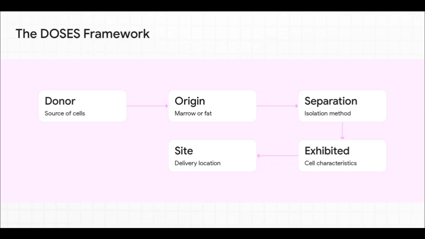They use this step-by-step DOSES framework to standardize every single aspect of the cell's journey. It's a real game changer by precisely defining the donor, the origin tissue, the separation method, the exhibited characteristics, and the site of delivery. We can eliminate critical variables. This guarantees reproducibility across clinical trials all over the world.